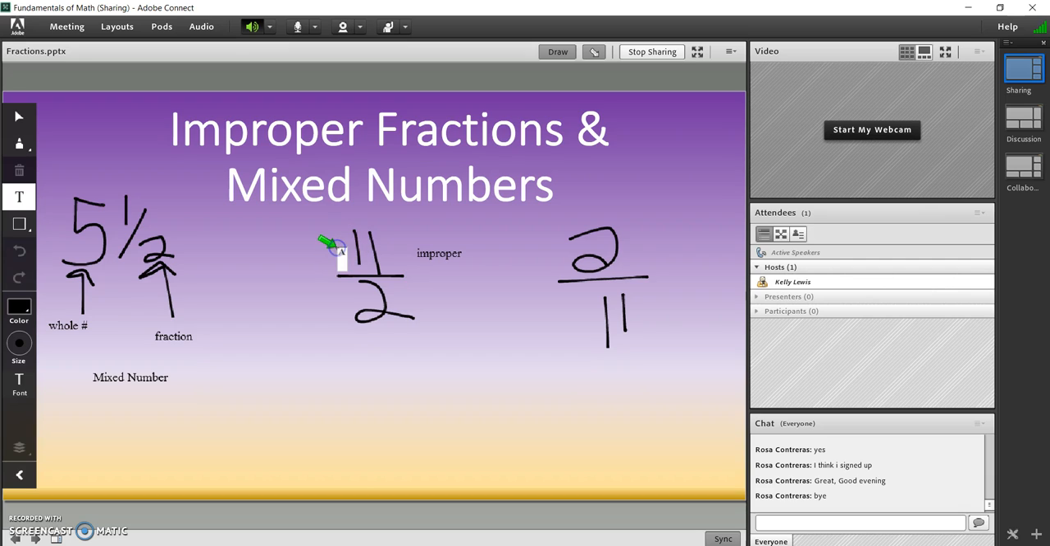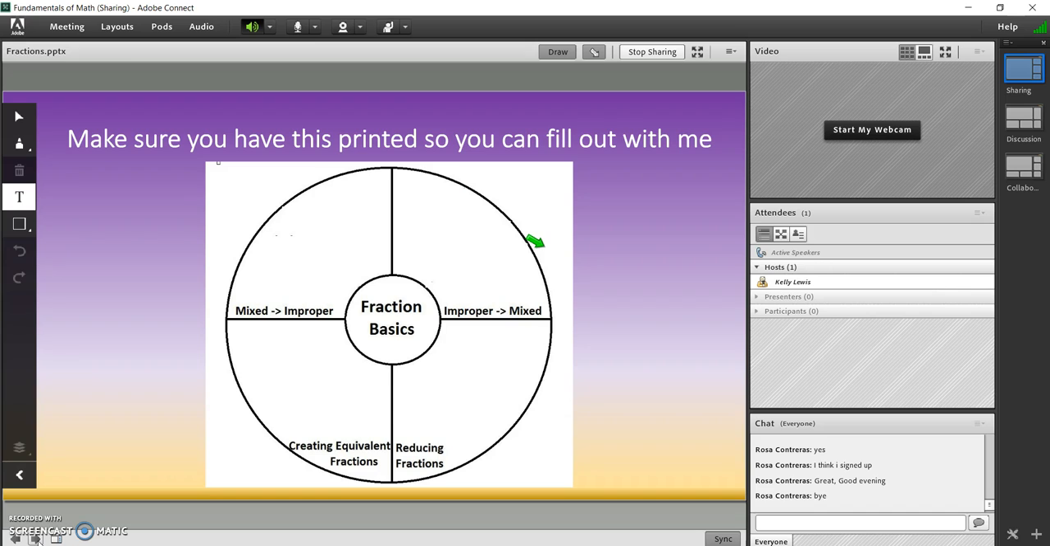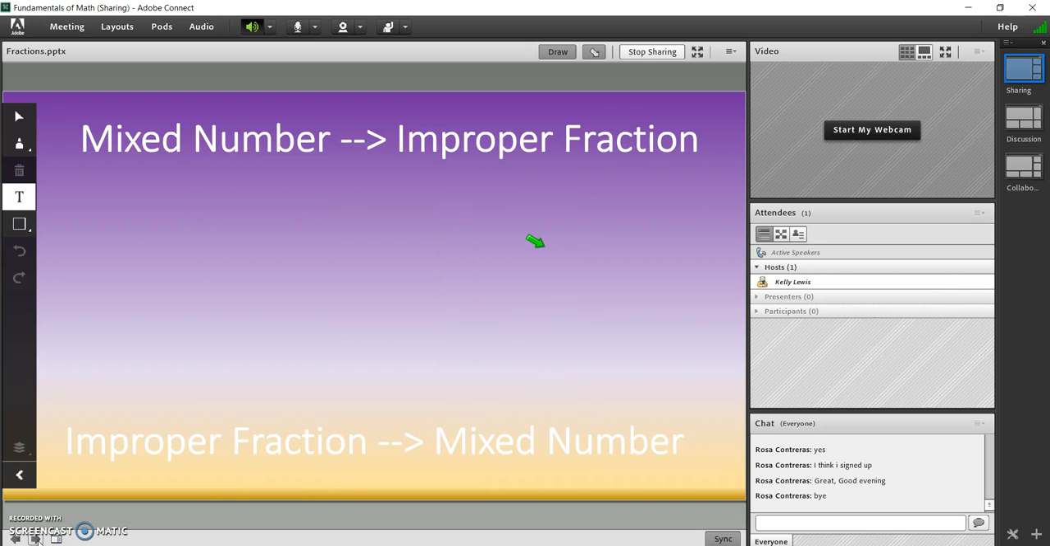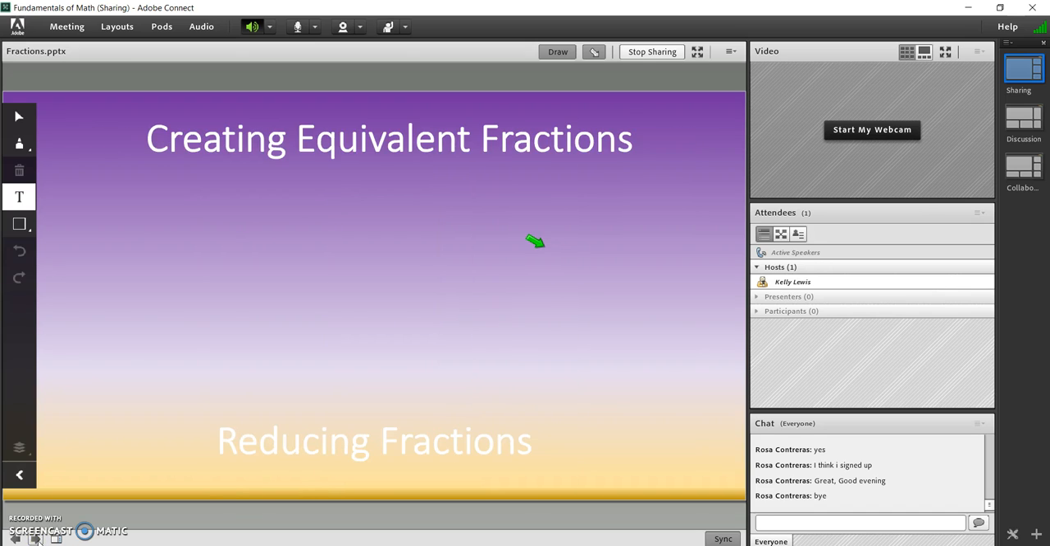Okay, so an improper number is where the top number is bigger than the bottom number. In a normal regular fraction, the top number is smaller. All right, so then we have this guy, but mixed numbers and improper is in the next video.